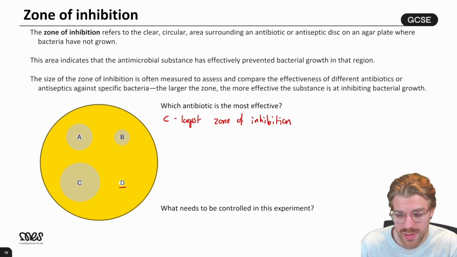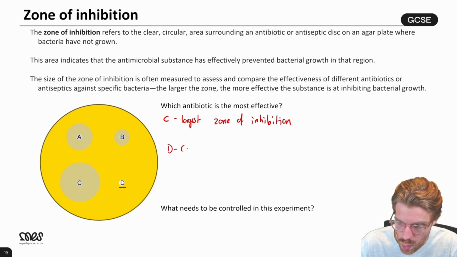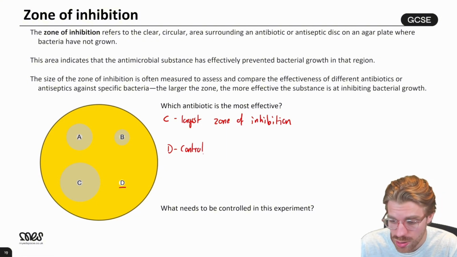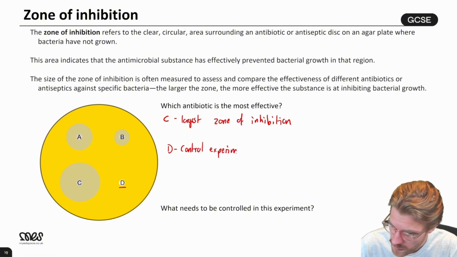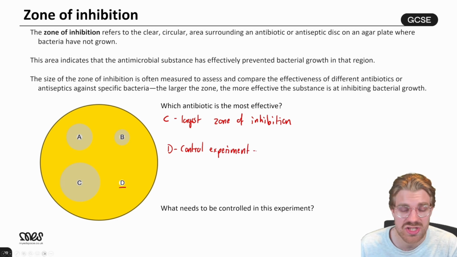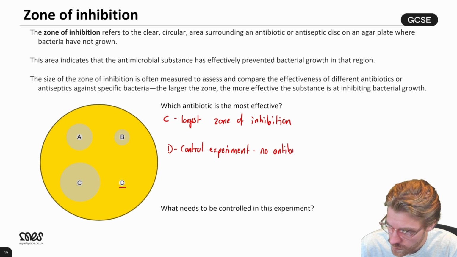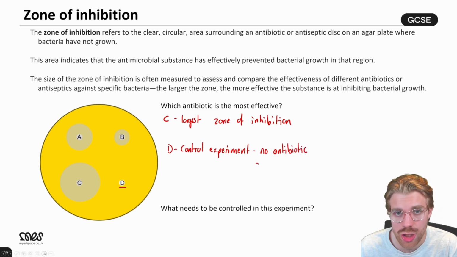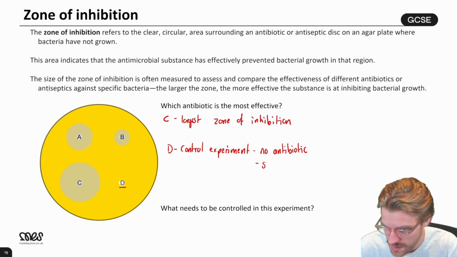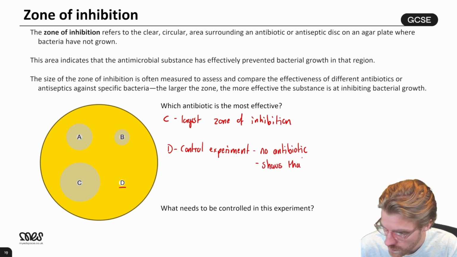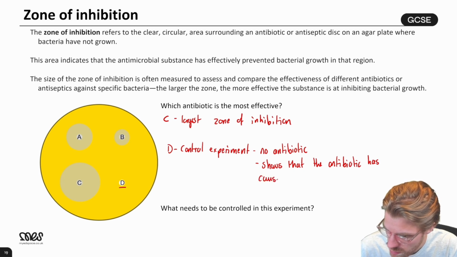D could also be a control experiment. What this means is that there would be no antibiotic. D is just a filter paper disc and perhaps some distilled water. So the control experiment, there is no antibiotic. And what it does is it shows that the antibiotic has caused the zone of inhibition.